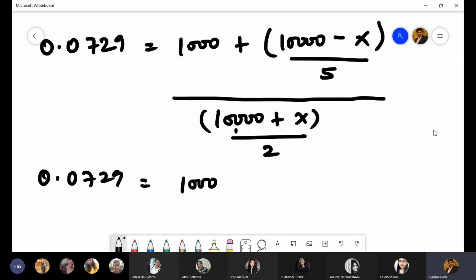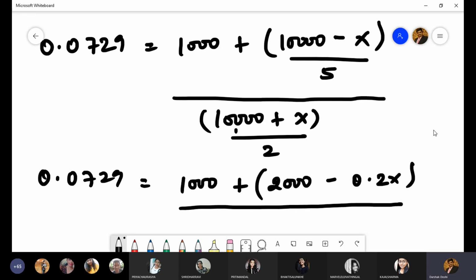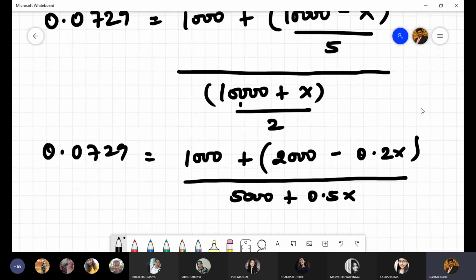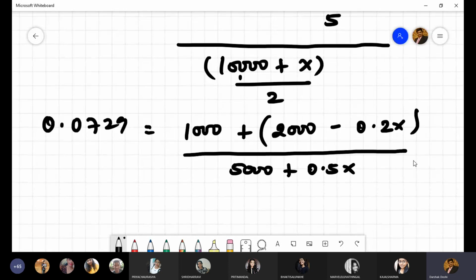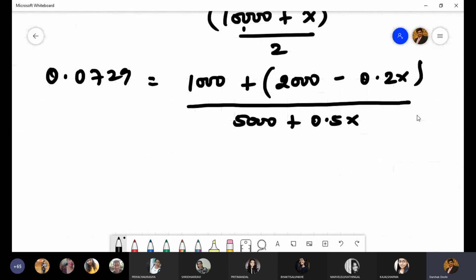0.0729 is equal to 1,000 plus, can I say over here, 2,000 minus 0.2x. Did I write correctly? Kindly let me know. And in the denominator, it will be 5,000 plus 0.5x. I just divided by 5 in the numerator and divided by 2 in the denominator.